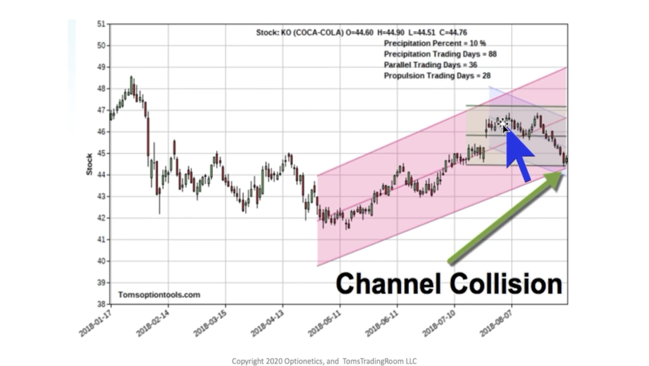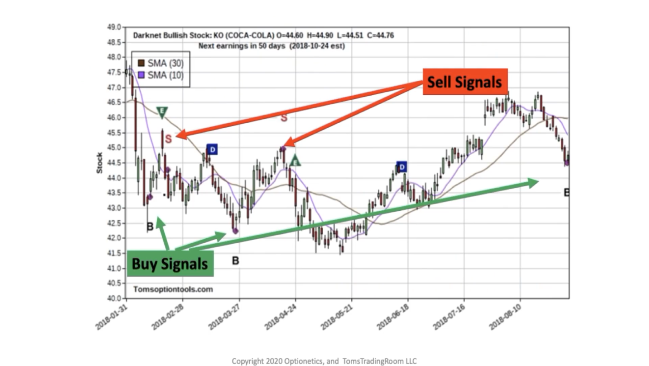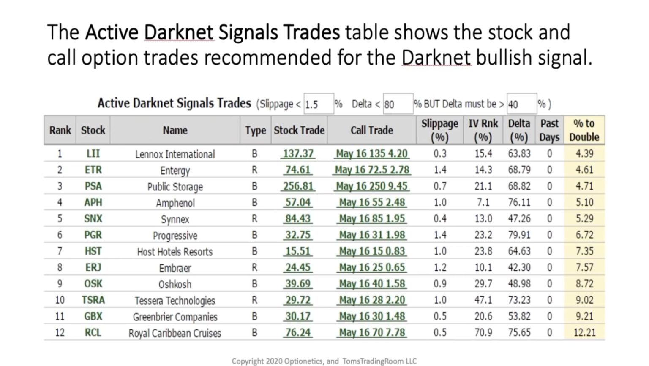You see the long-term channel, the intermediate and short-term channel all colliding in one point. Darknet just sees this. It just sees buy and sell signals because that's what the computer algorithm does, and then displays that for us in a list. So I get a list of signals that are what we call buys and even rebuys. We get up to 3 signals in the same direction for Darknet.